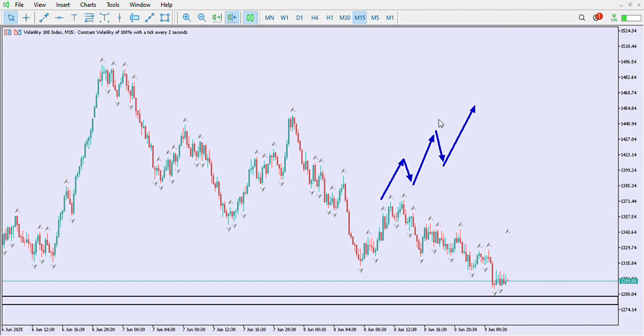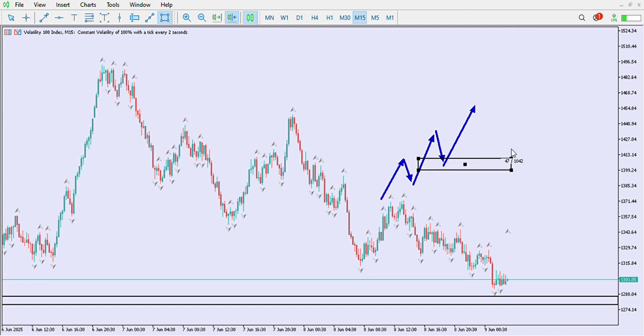Then if it comes to my fair value gap, it must leave a fair value gap here. So this is my entry. So this is your entry confirmation under the lower mini time frame. So your entry should be here. So you can screenshot that. So this is your entry.